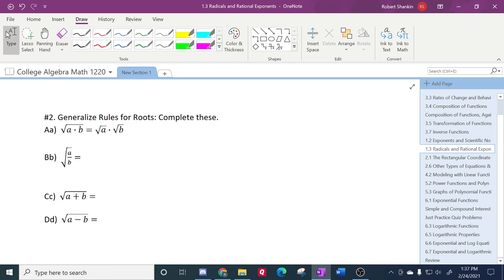Type it up, but don't hit enter yet. I'll tell you when to hit enter. Go ahead and hit enter. Discuss it in your group chat.